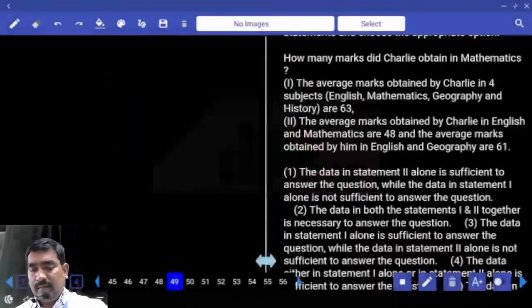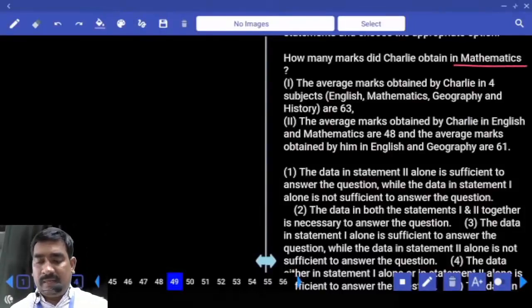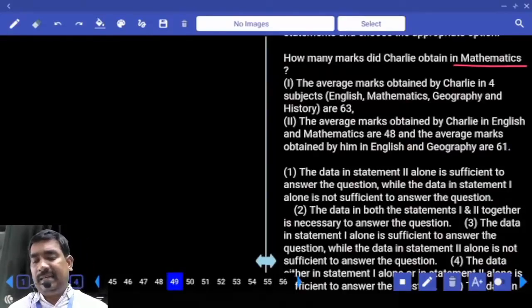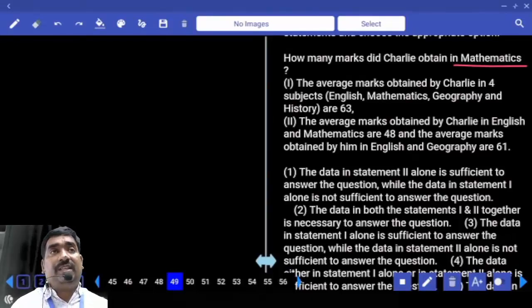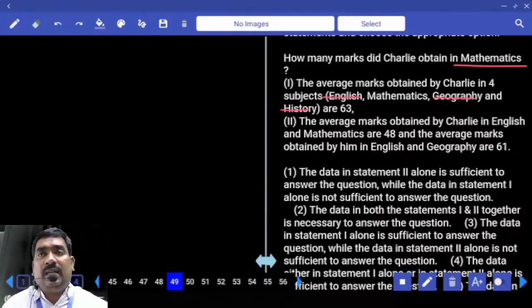Next. How many marks did Charlie obtain in mathematics? The average marks obtained by Charlie in 4 subjects, English, mathematics, geography, history, are 63. We need only mathematics, so we can't say the answer with the first statement alone, because I don't know English, geography, history. Understood?